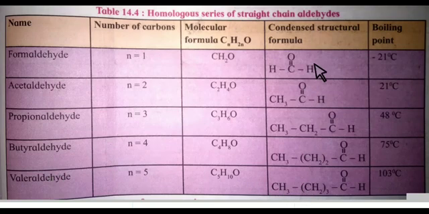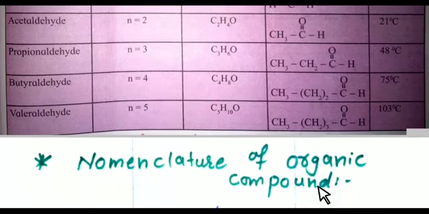And the IUPAC names are methanal, ethanal, propanal, butanal and pentanal. In this series also you can see the number of carbon atoms is 1, 2, 3, 4, 5. Means an increase in CH2 group. Each compound differs by one CH2 group. So this is the homologous series.